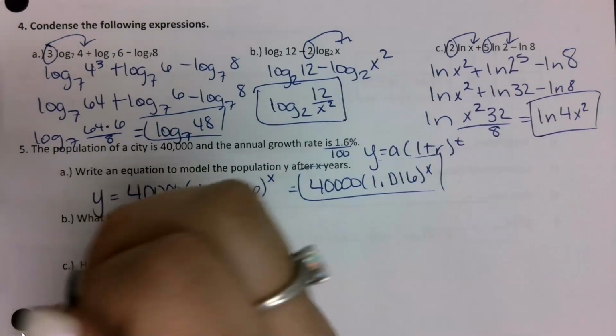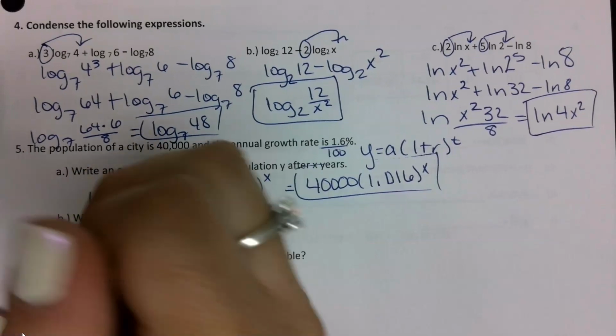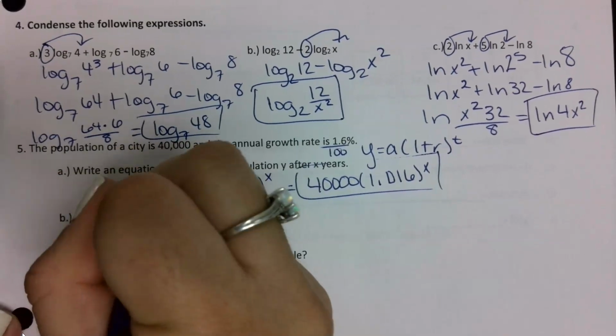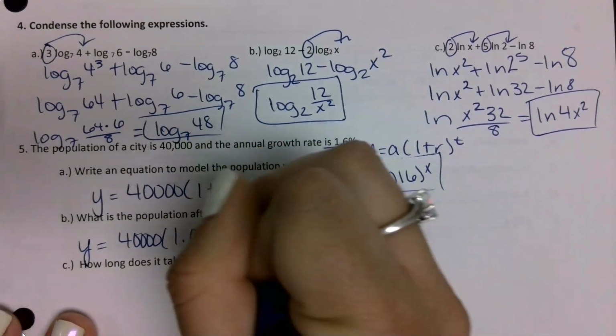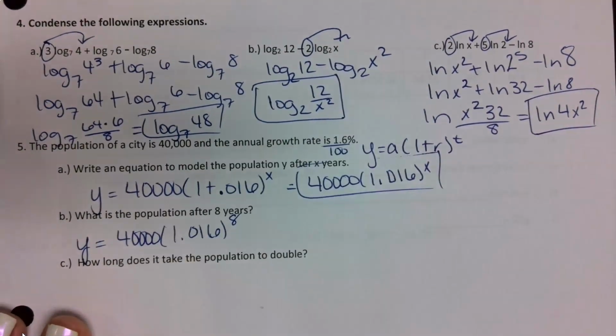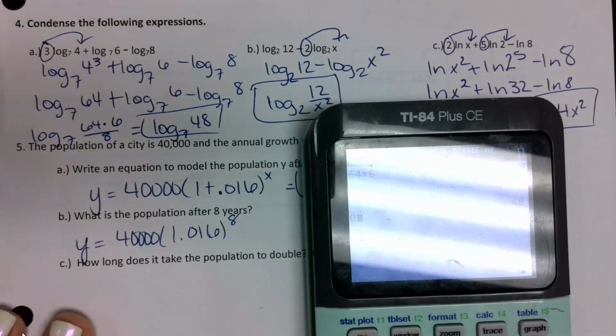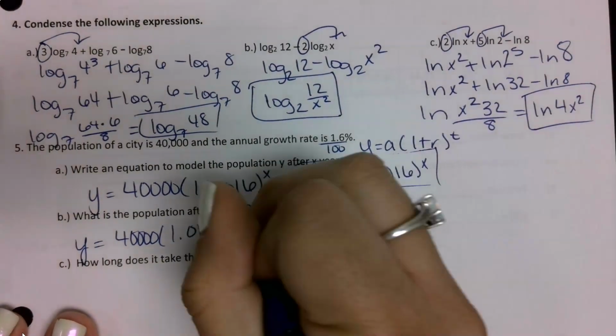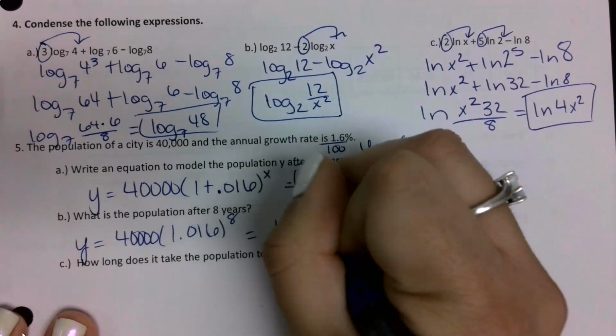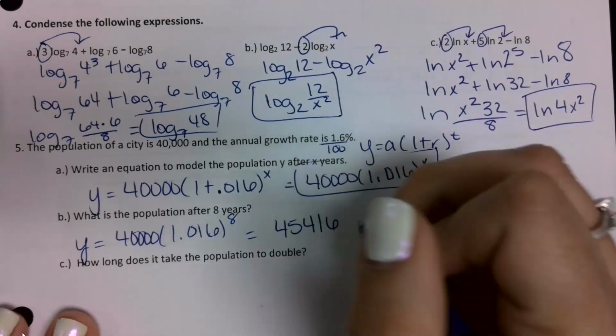What's the population after 8 years? I'm going to take 8 and plug in for my x. So I have y equals 40,000 times 1.016 to the 8. And then I just go ahead and type into my calculator. I'm talking about people, so I'm going to round to the nearest whole number. So 45,416 people.